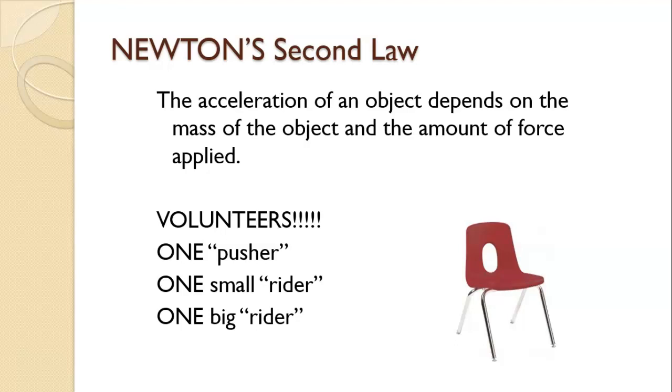Okay, so here's the question. Pusher, was it harder to push the smaller rider or the larger rider? Well, hopefully you found that it is easier to push the smaller rider. Okay, in order to accelerate the rider, accelerate the chair, that acceleration is dependent upon the mass of the object and the amount of force applied. So the mass of the second rider should have been greater than the mass of the first rider. Therefore, in order for the acceleration to happen, more force would need to be applied.